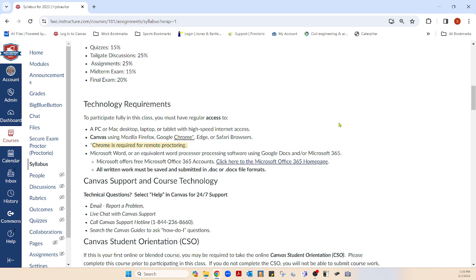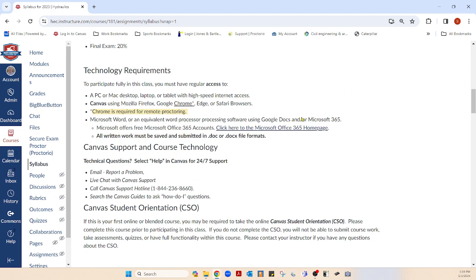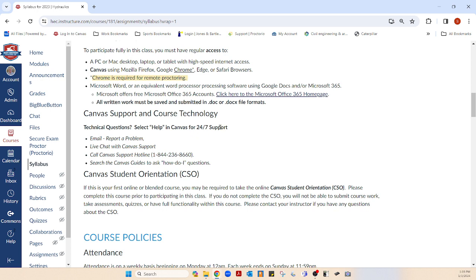Technology, you know what you need. You'll need Chrome to accommodate Proctorio. So make sure, if you don't use it all the time, that you do have it available. It keeps saying you can get free Microsoft Office as a student. Now, I think you can if you want that and you don't have it. Canvas support has been good for me to ask questions about that. But if it's a complicated issue, they're going to refer you to administration, and that'll be back to me or Daryl or somebody like that.